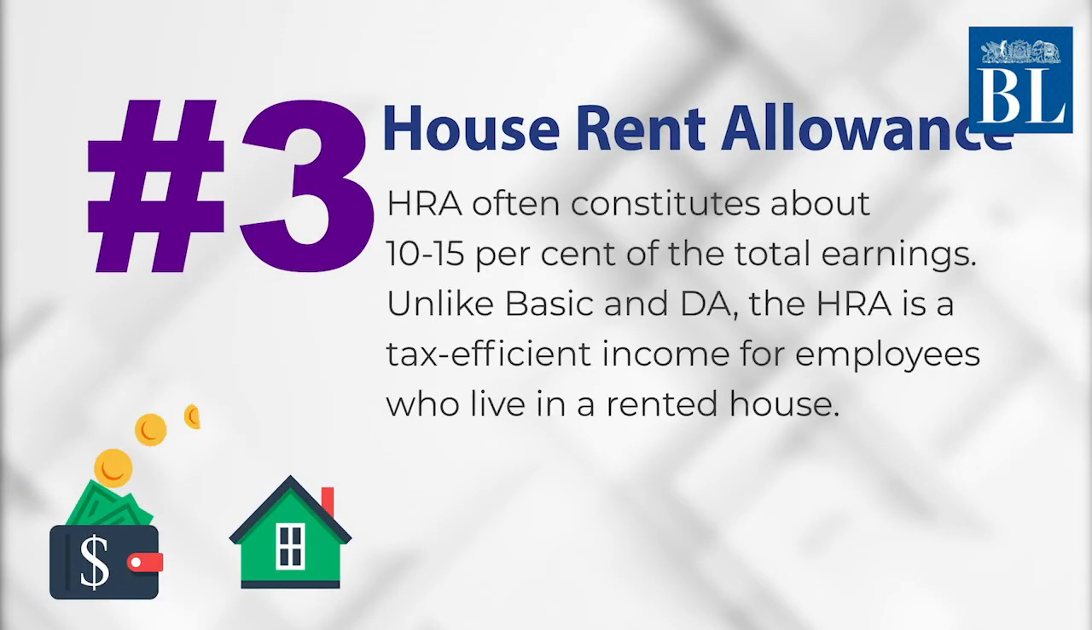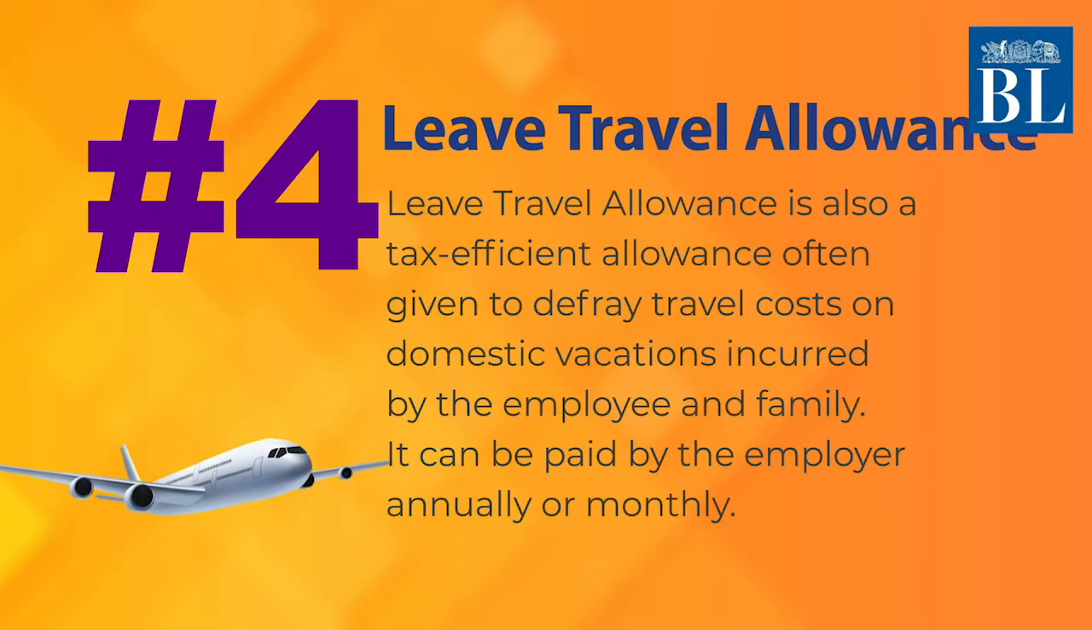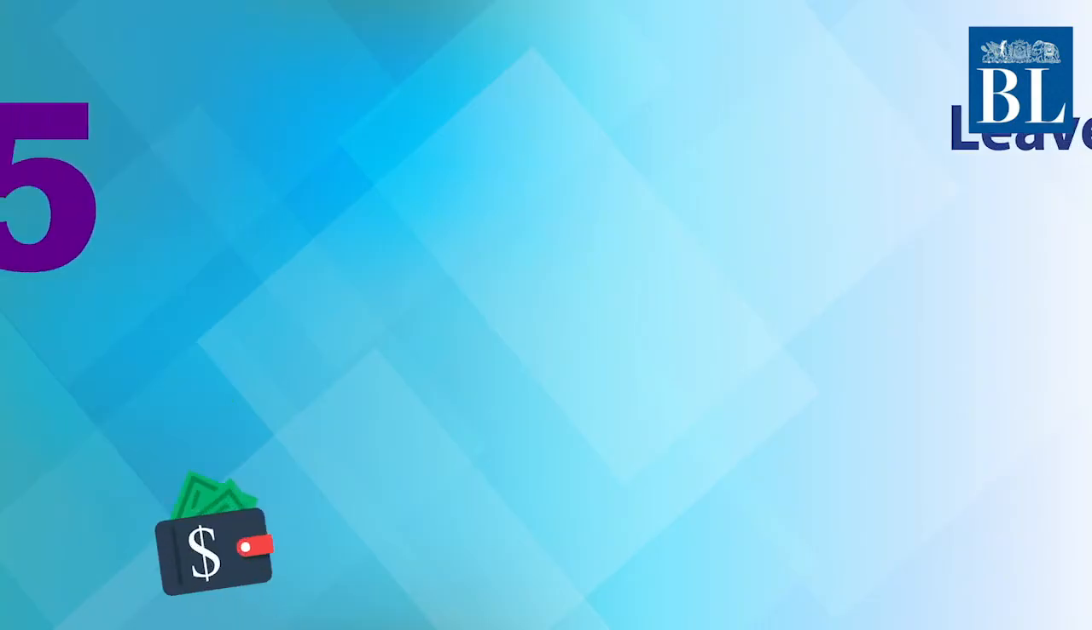The HRA often constitutes about 10 to 15% of the total earnings. Now, unlike the basic salary and the DA allowance, the HRA is a tax-efficient income for employees staying in rented houses. The leave travel allowance is also a tax-efficient allowance. It is often given to employees to defray travel costs on domestic vacations incurred by the employee and the family. This can be paid by the employer annually or monthly.